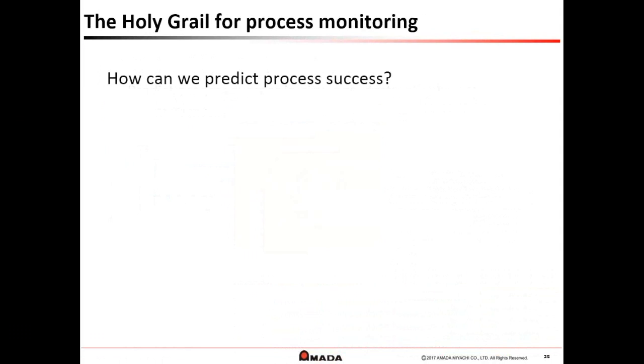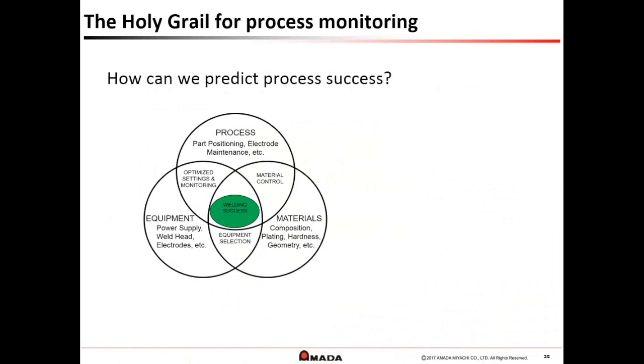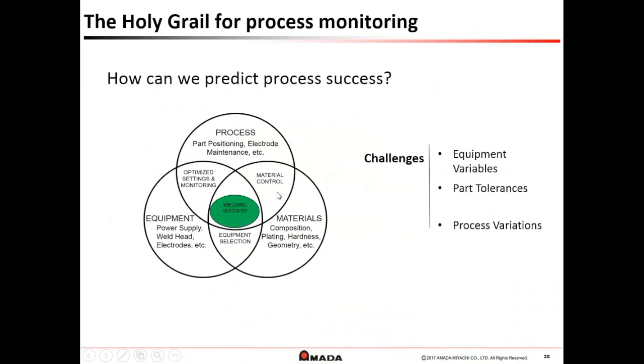Now, if that was unsuccessful, we'd also like to know what failure mode led to that being unsuccessful. So let's go back to our Venn diagram. How do we predict success? Well, we know it's a combination of equipment, materials, and process that leads to that success. The challenges that we have are, of course, that there are equipment variables, there are part tolerances, and there's process variation. So each one, and in addition, just material changes as well.